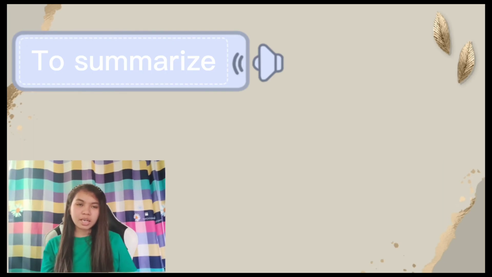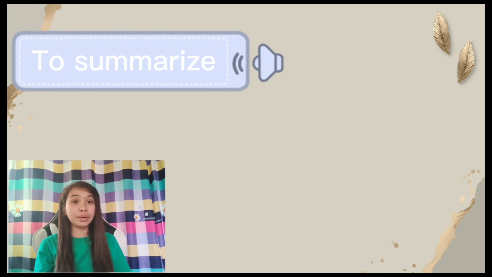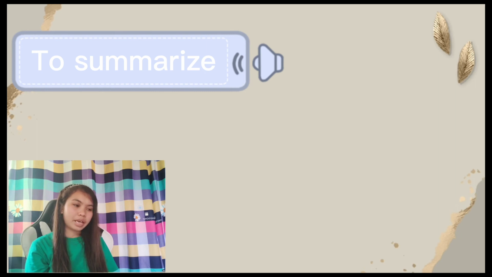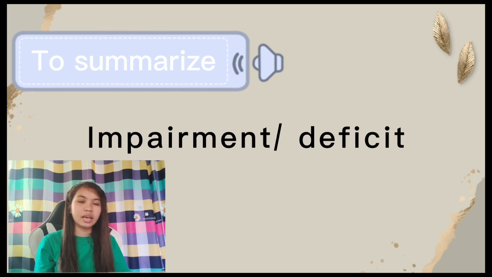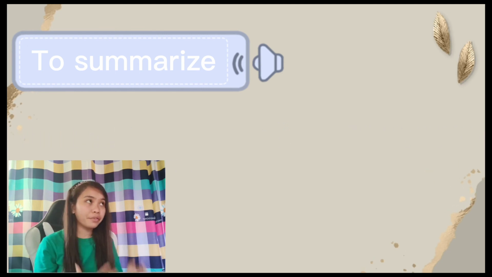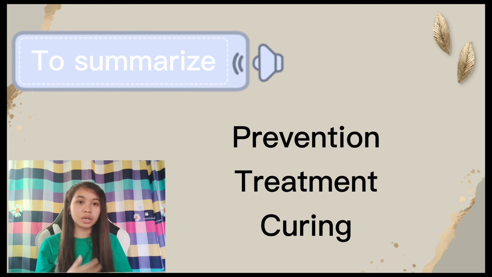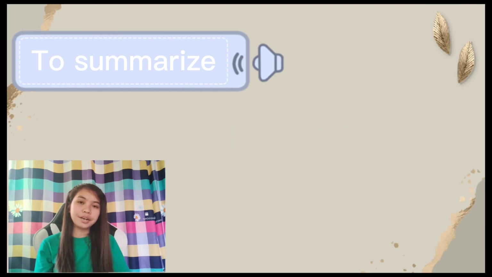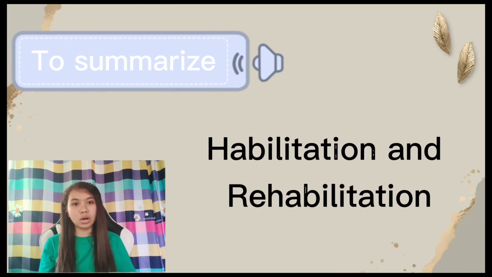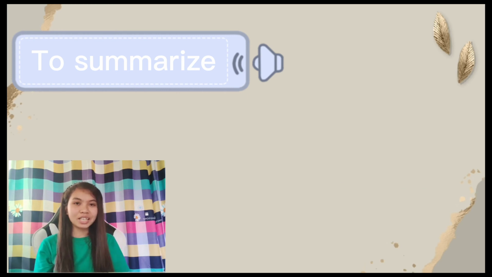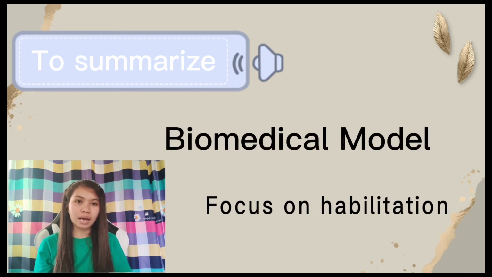So, to be specific, the two models, the biomedical or individual model and the functional or rehabilitation model, are the same in a way that they conceptualize disability as an impairment or deficit, and they focus on the prevention, treatment, or curing of the disabled person. Now, the only main difference between the two is in the concept of habilitation and rehabilitation, because the biomedical or individual model tends to focus on habilitation.